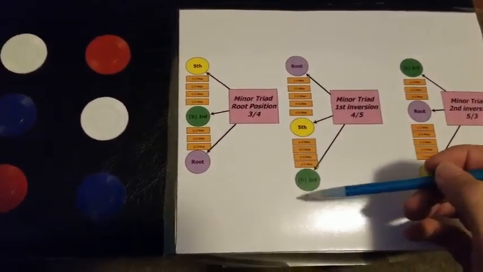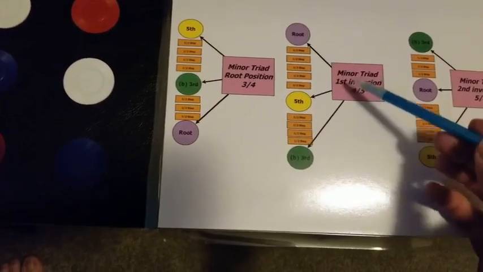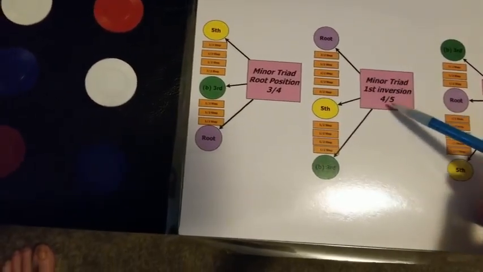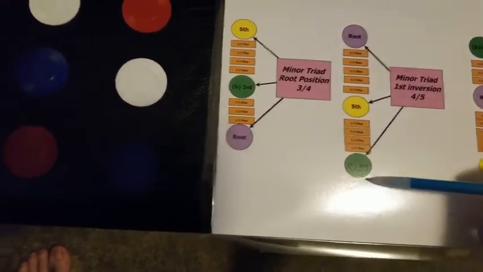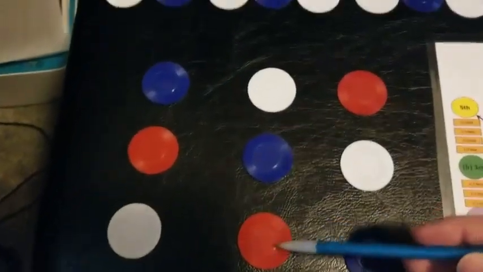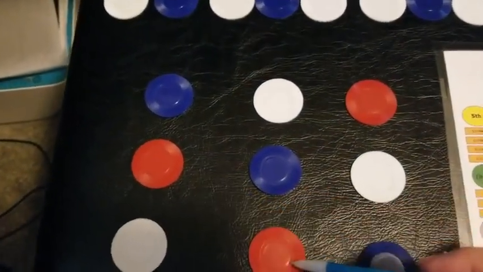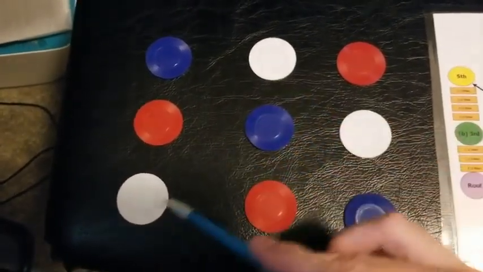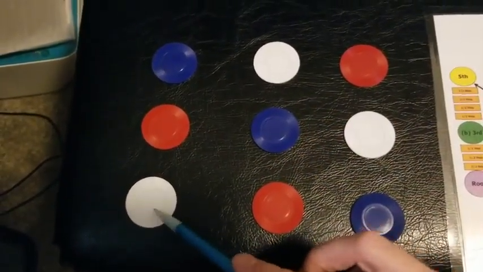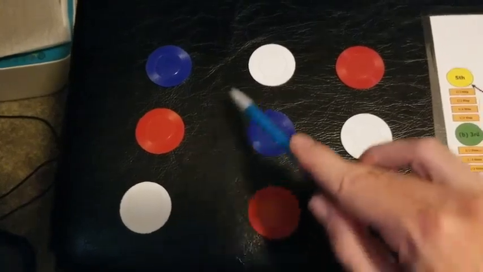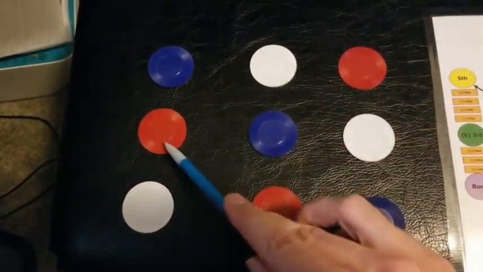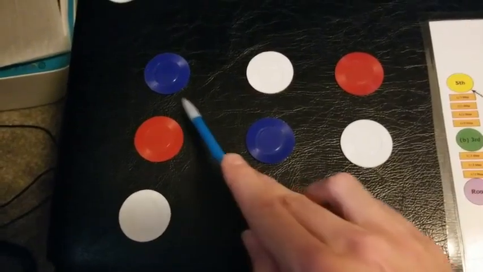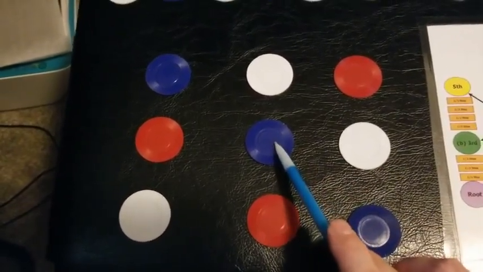Okay, so the first inversion of a minor triad gives you the third on the bottom. Here, the third on the bottom, your red chip, your fifth chip, your blue chip, the fifth, and then your root is transposed to the top. You can see that the root is simply moved to the top. Your third is on the bottom, and your fifth is now in the middle between them.